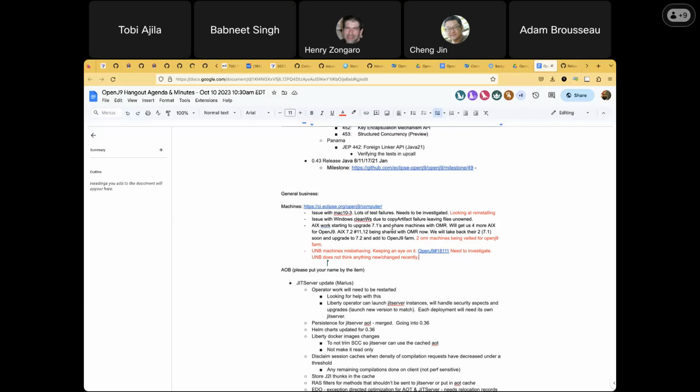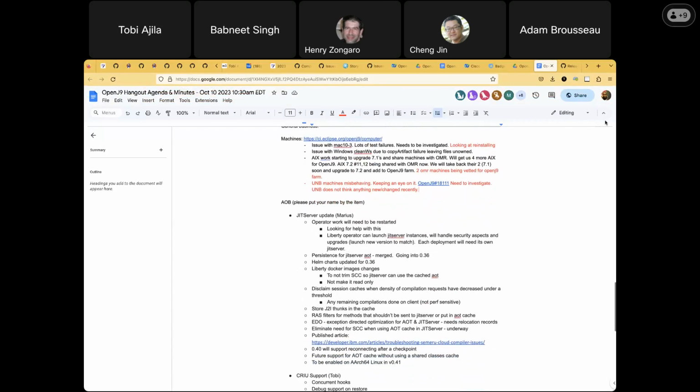Still having issues with UNB machines. We've had to reduce our workloads overnight in order to have the builds finish and pass. Did talk to UNB and they didn't have any ideas of why that's happening. It seems to be network related, so we still have to investigate what's going on there. That's about all I had. Okay, thanks, Adam.